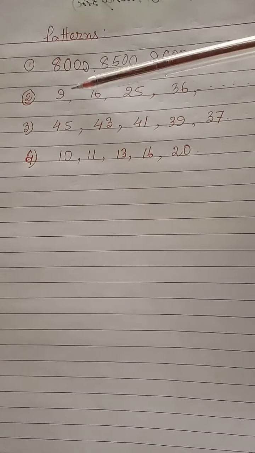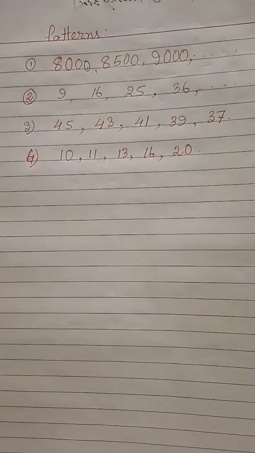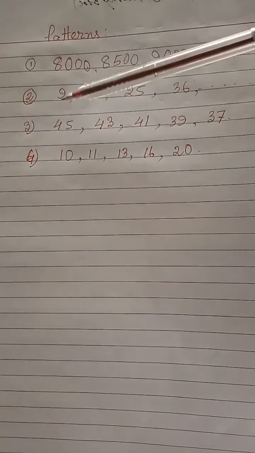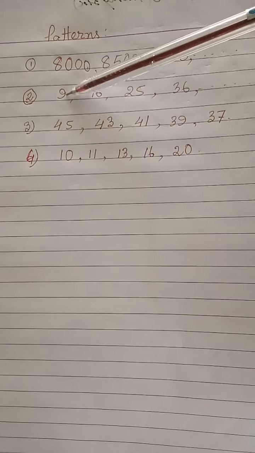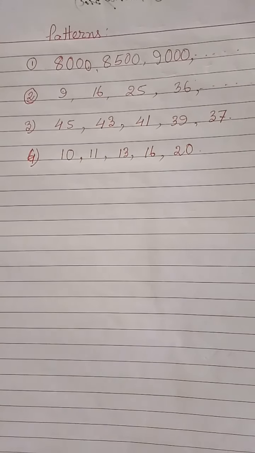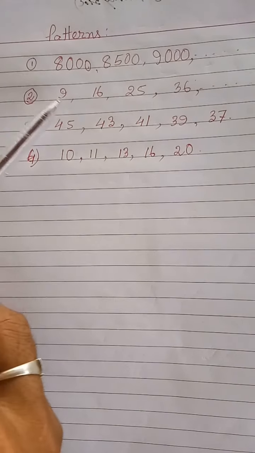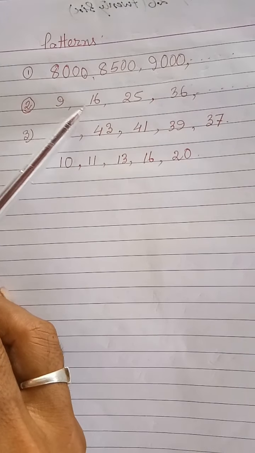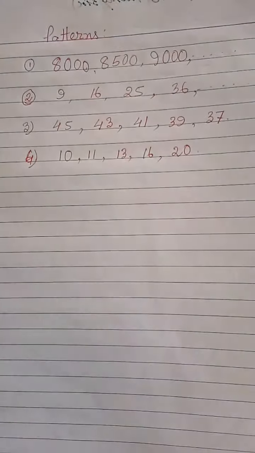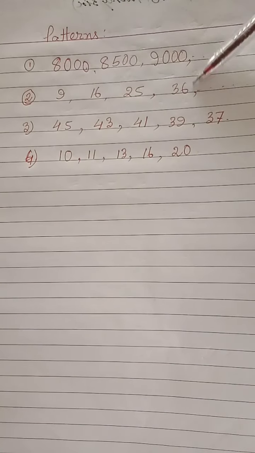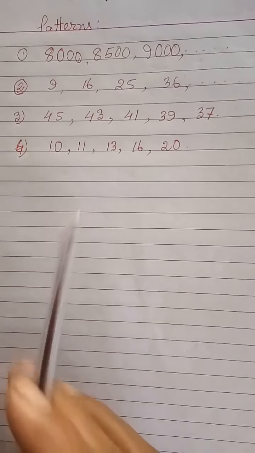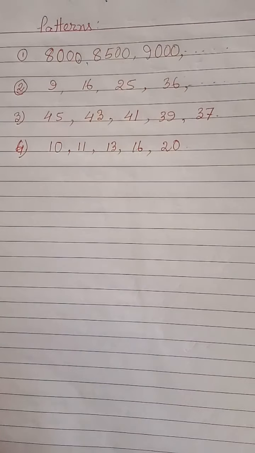Next example, you see, this is also a pattern. It is increased but with a certain rule. 9 is 3 square, 16 is 4 square, 25 is 5 square, 36 is 6 square. So it follows a certain rule in this series of numbers. So it is a pattern.